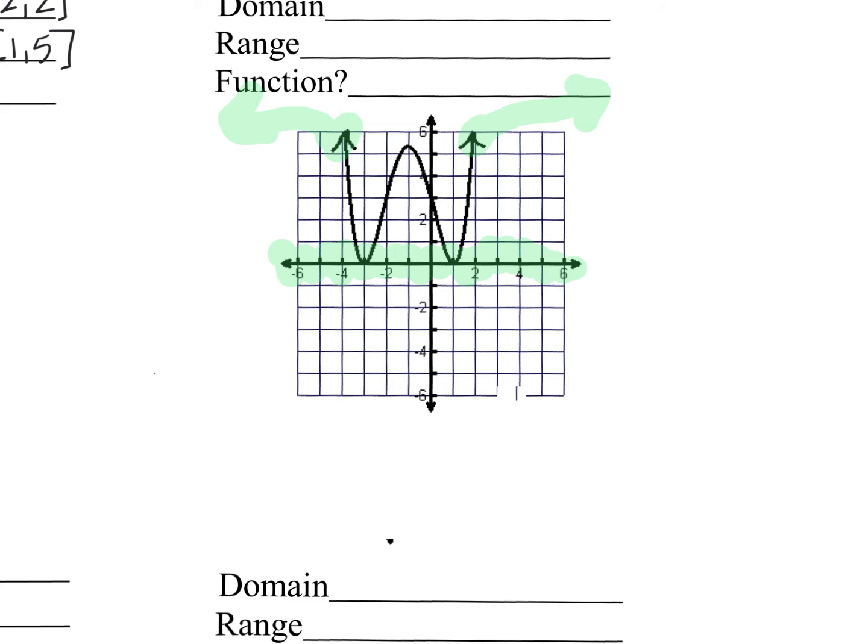So when I write my domain statement, I'm going to say x such that x is an element of all real numbers. And as interval notation, it's going to look like this, negative infinity to positive infinity.